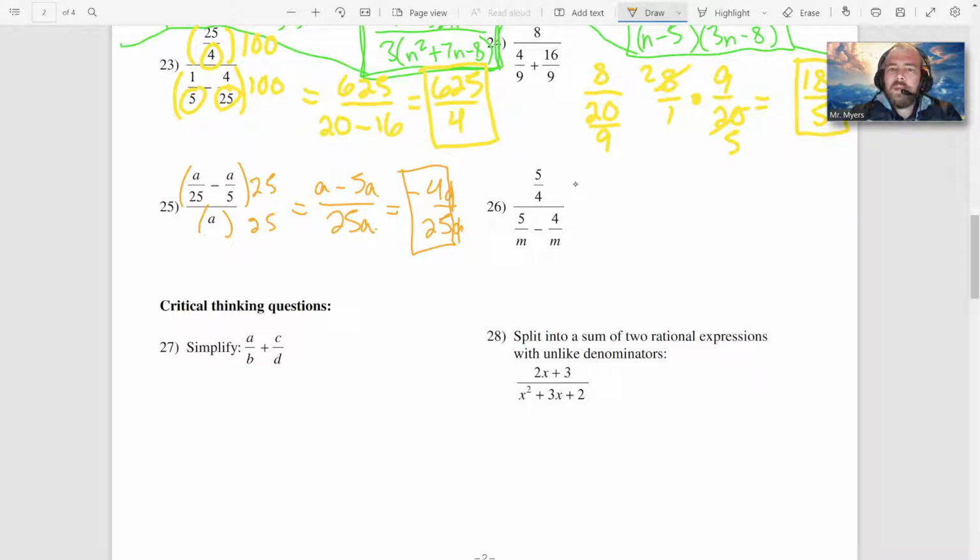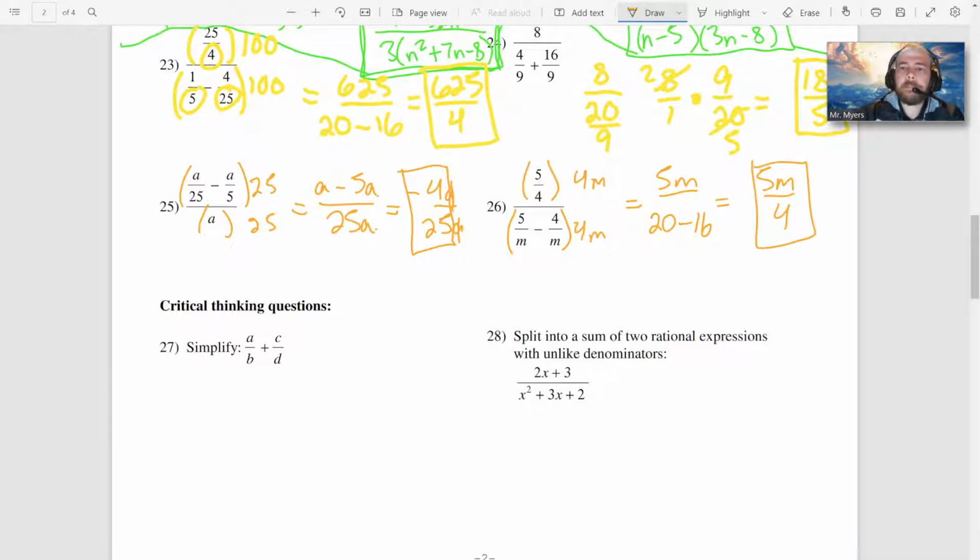All right, next, multiply by 4 to get rid of the 4, and multiply by m to get rid of the m. Right. So that's what we multiply by. 4 over 4 cancels. I'd have 5m over here, the m's cancel, so I would have 5 times 4 is 20. And the m's cancel again right here. 4 times 4 is 16. 20 minus 16 is 4, so I'd get 5m over 4. And that's it. That's the answer.